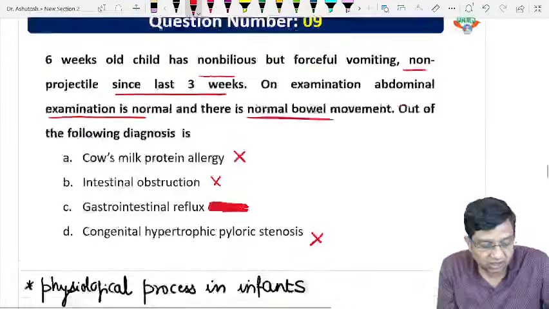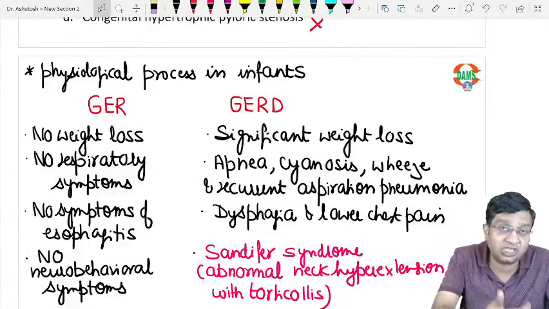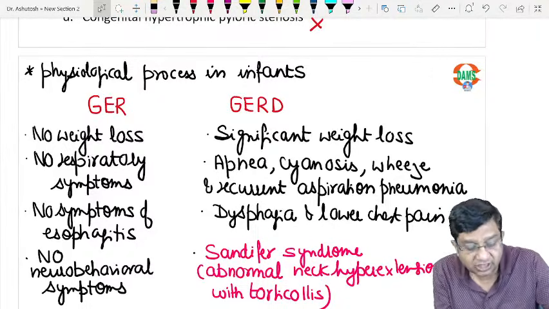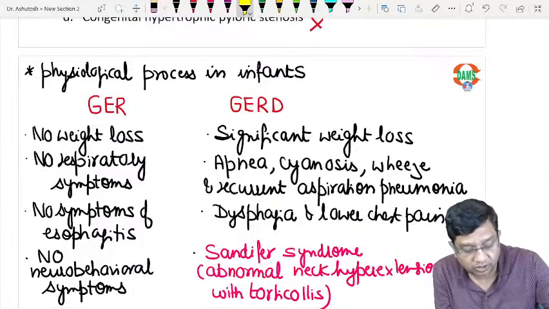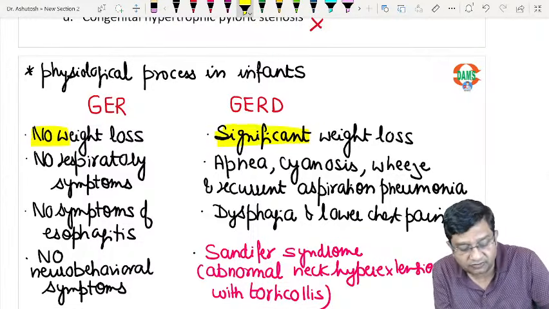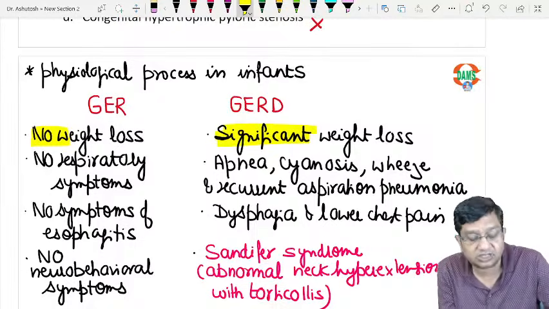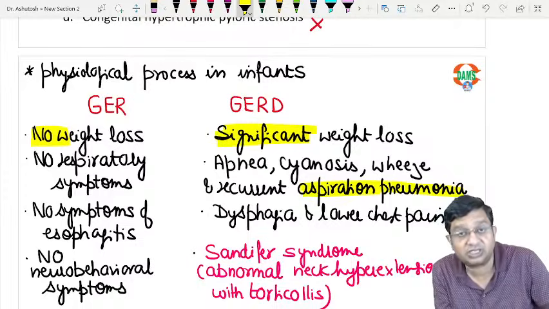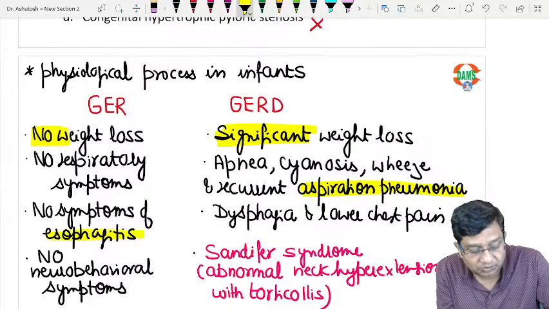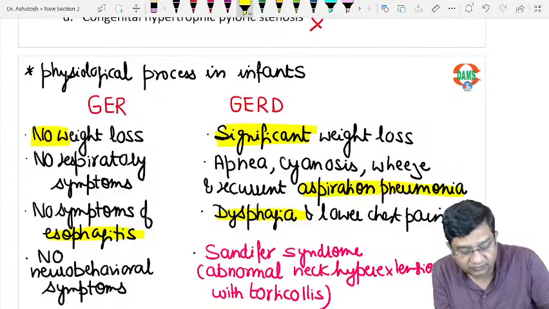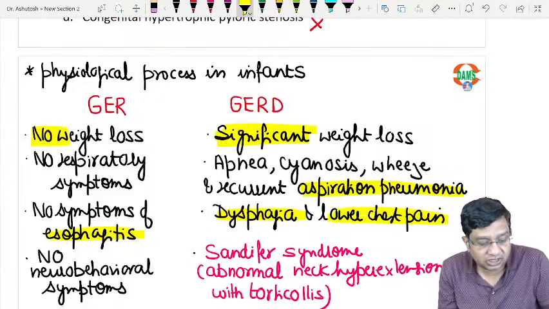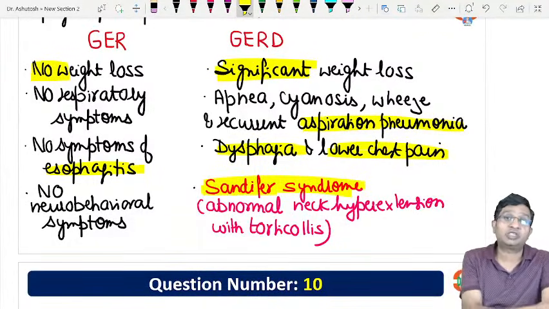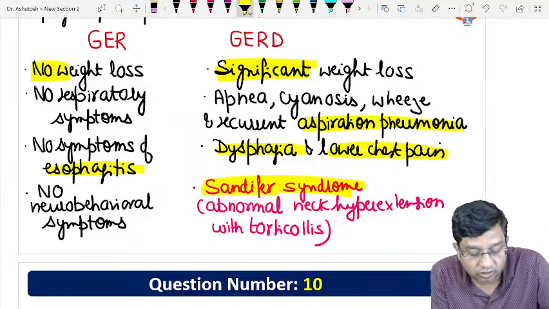GER should be the answer, because there is a difference between GER and GERD. It is a physiological process which can be seen in infants. In GER, there is no weight loss, but in GERD there is significant weight loss. In GER, there are no respiratory symptoms, but in GERD apnea, cyanosis, wheeze and recurrent pneumonia can be seen. In GER, no symptoms of esophagitis, but in GERD there can be dysphagia and lower chest pain. In GER there are no neurobehavioral symptoms, but in GERD Sandifer syndrome, which is abnormal neck hyperextension with torticollis, can be seen.